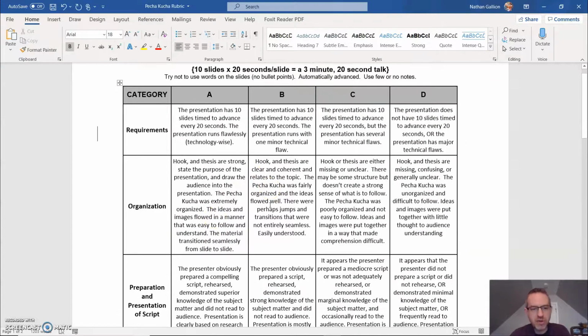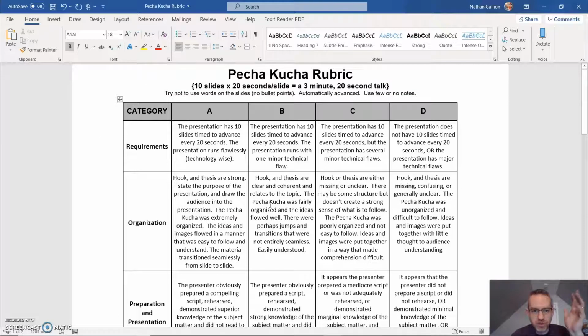Okay. So let's talk about the 4 categories of this. First of all, yes, 10 slides times 20 seconds a slide equals a 3 minute and 20-second talk. Try not to use words on the slide, no bullet points. It should automatically advance. Use few or no notes, although this time around we can just get rid of that because you'll probably use notes almost exclusively, I would imagine. Okay. You're doing it at home.